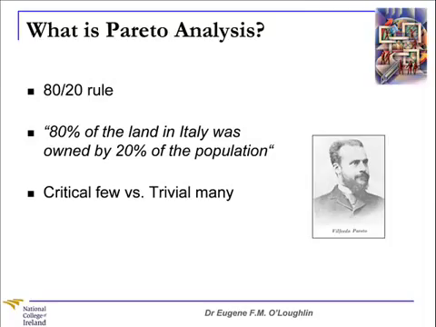First of all, what is Pareto analysis? Well, many of us will know it more commonly as the 80-20 rule. It was first proposed by Pareto, an Italian economist in the late 1800s, early 1900s, when he observed that 80% of the land in Italy was owned by 20% of the population. And he came up with the Pareto principle because when he applied this rule to other countries, he found that the same ratio, 80-20, applied.